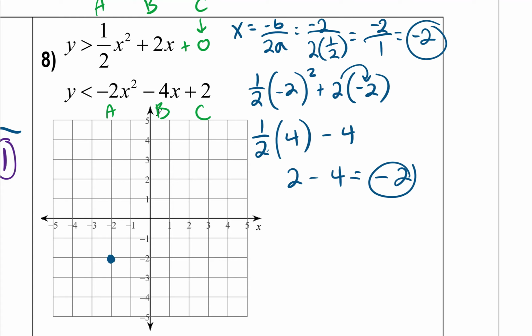Now this one, my a is 1/2. So when I go over 1, I go up 1 times 1/2. So I go over 1, up half. I go over 2, up 4 times half, which is just 2. So this one will be a very gradually opening or wider graph than before. Okay, so there's my top one. Now I got to do the bottom.